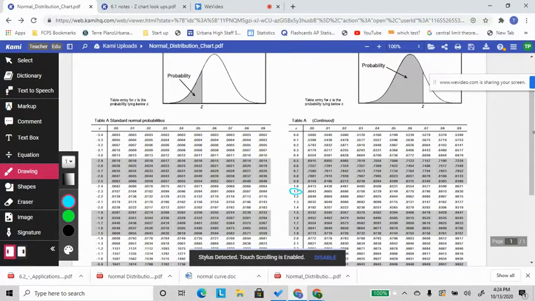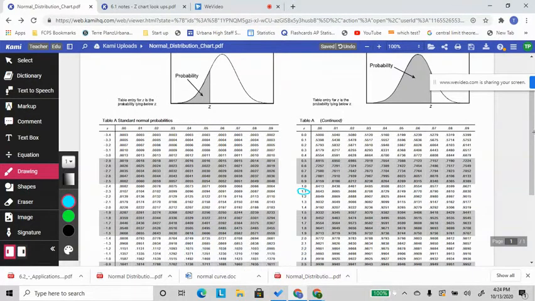So this would be 1.1, and then if I slid over, this is 1.13. That would be that z. So 1.1 is the whole number and the tenths. And then when you slide over here, that is the hundredths place. So that is that z.